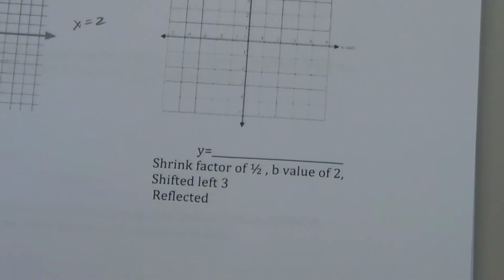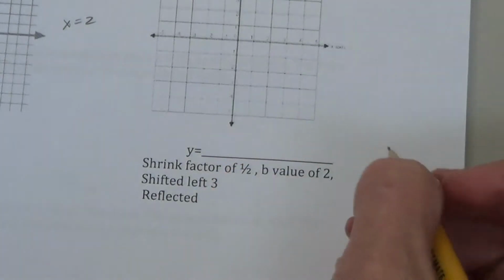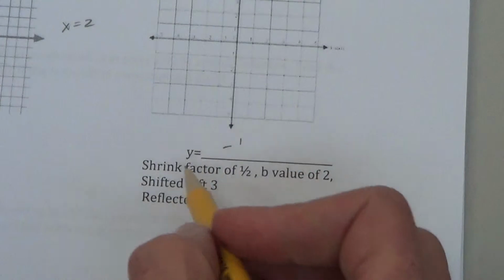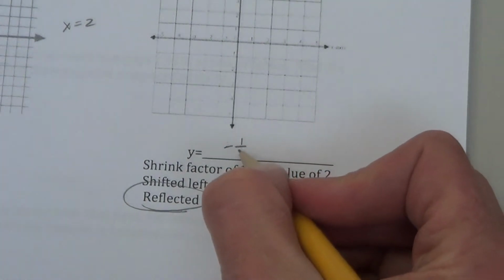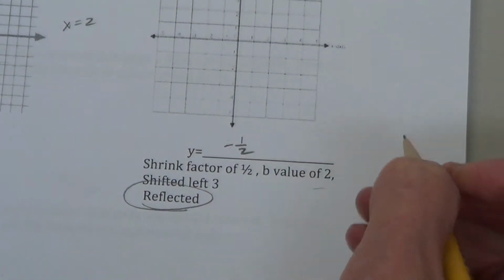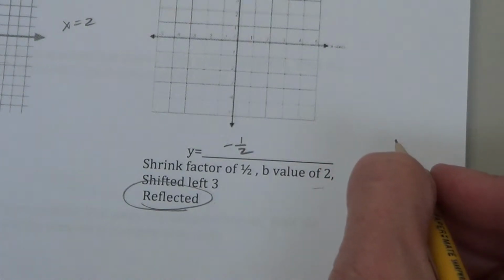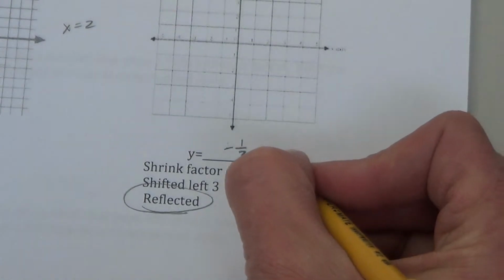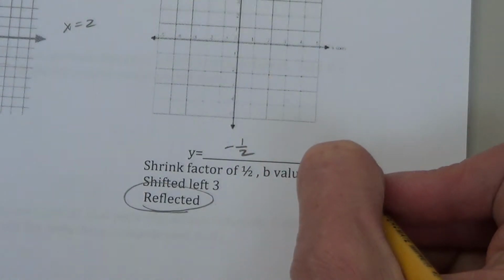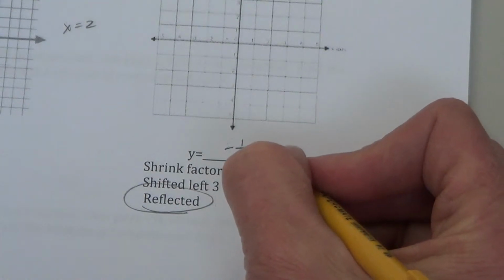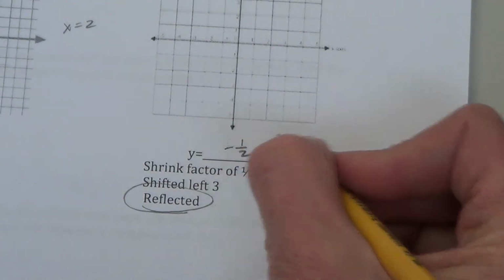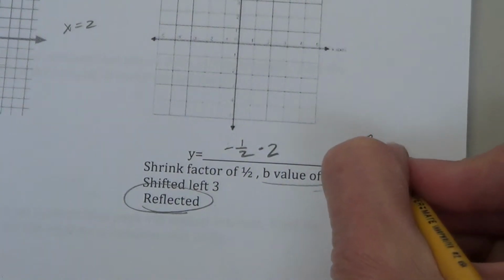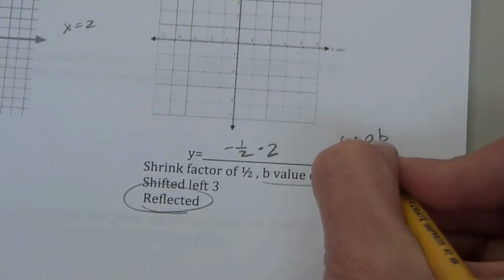Now over here I put it in words. We have a shrink factor of negative 1/2. Oh, I'm sorry. Oh yeah, I see where I got the negative. It's reflected. So negative 1/2. The b value of 2, and it shifted 3 to the left. So by b value, I mean the k value. So it shifted 3 to the left. We would have, oh, I'm sorry, no, the b value is right here.